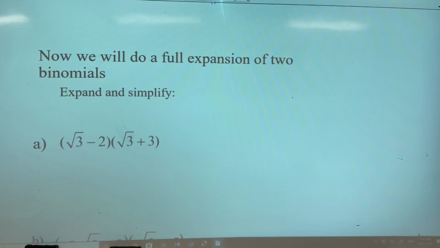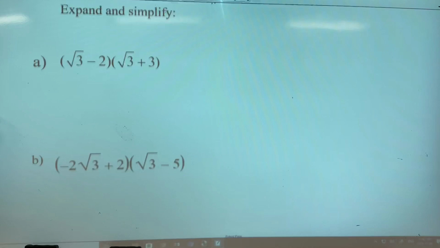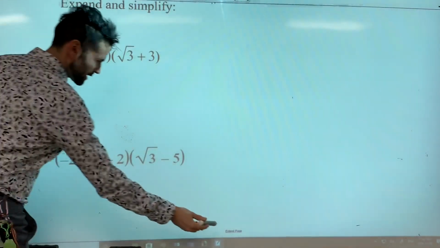Okay, so a full expansion. All right, let's do it. So this is like that first example we did, but now there's some radicals involved.